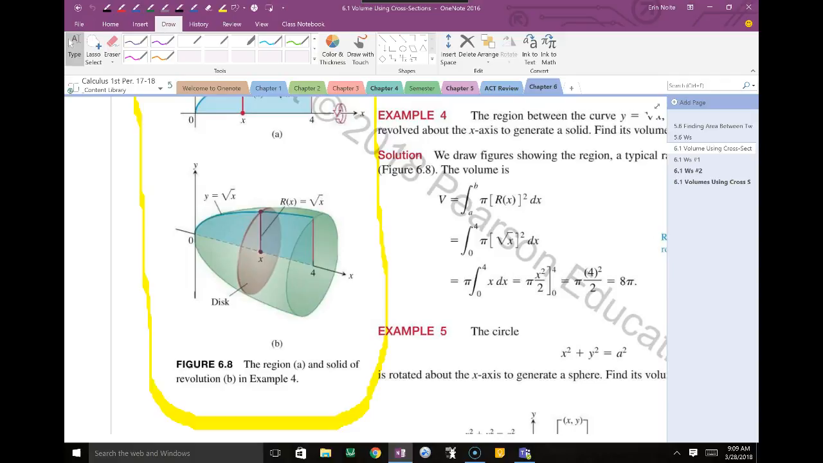We still need to know the cross-sectional shape. If I turn this over and we look at the cross-sectional shape of something that's been revolved around an x-axis, what is the shape of our cross-sections? Always circles. Our cross-sections will always be circles when we're revolving something around an axis.